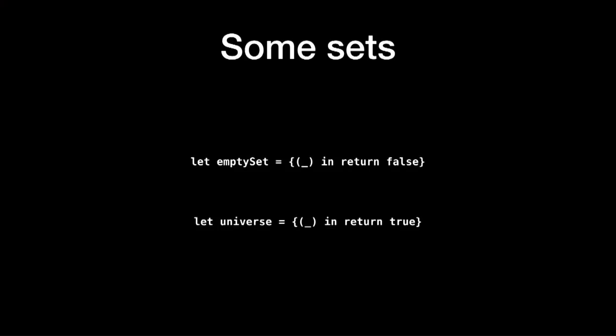So here's some very simple functions. I could just return false, and I've got the empty set. There is nothing in it. Anything that I ask, is this in the set? The answer is no. I've also got the universal set, because I can ask, is this in the set, and just always return true.